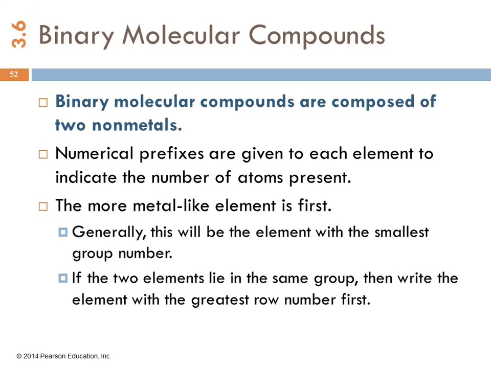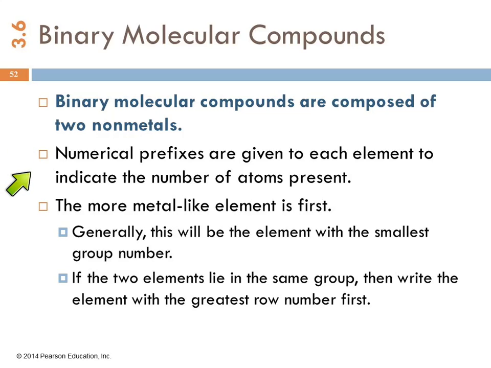Binary molecular compounds. This is a descriptive name for a category of compounds. Binary, meaning two. Molecular, meaning that these are molecular in nature. They are not ionic. What was the characteristic of an ionic compound? What was the thing that alerted us to the fact that it was ionic? It has a metal in it. These molecular compounds do not have metals. The binary ones are composed of exactly two nonmetals.